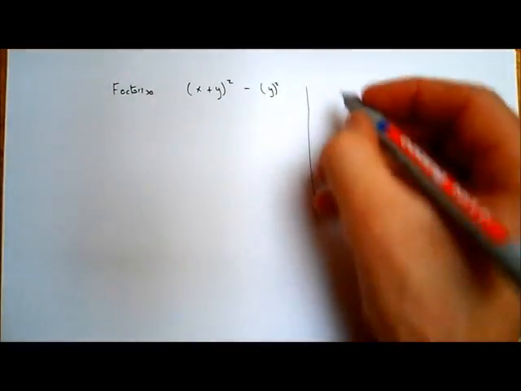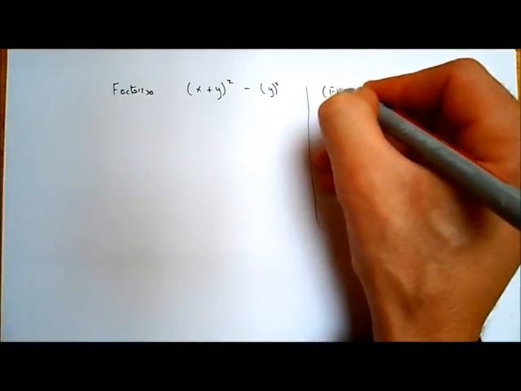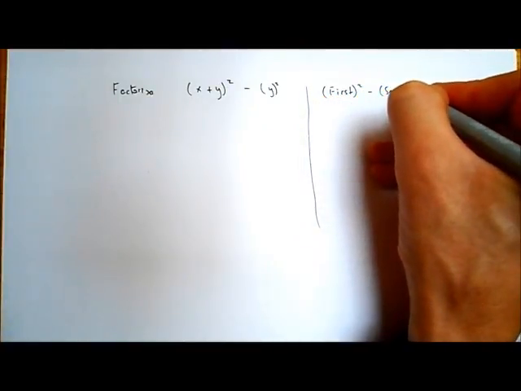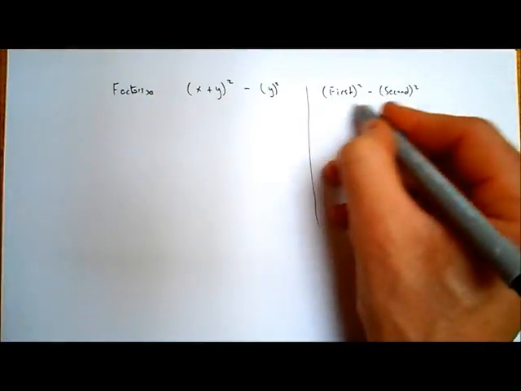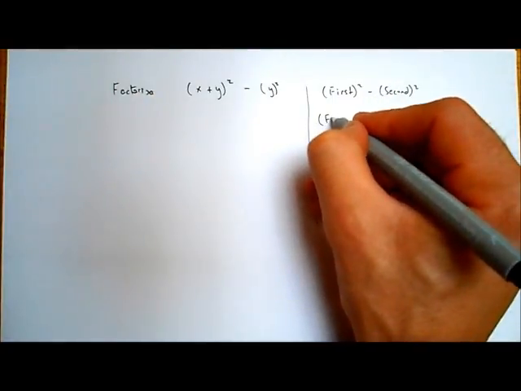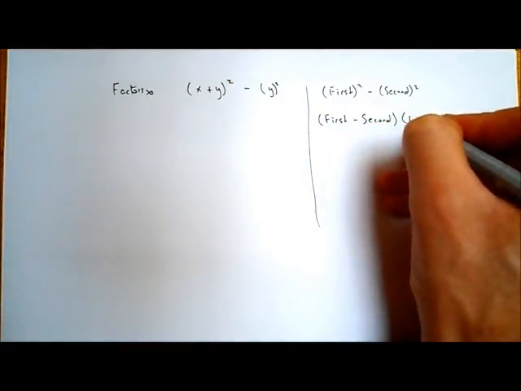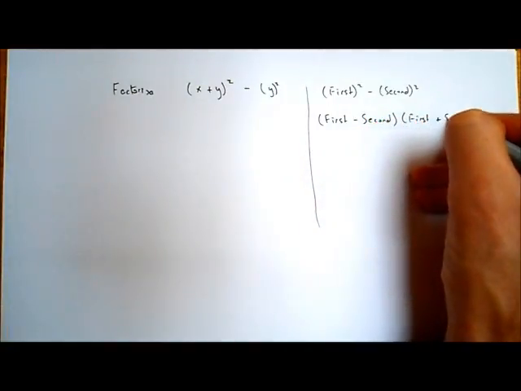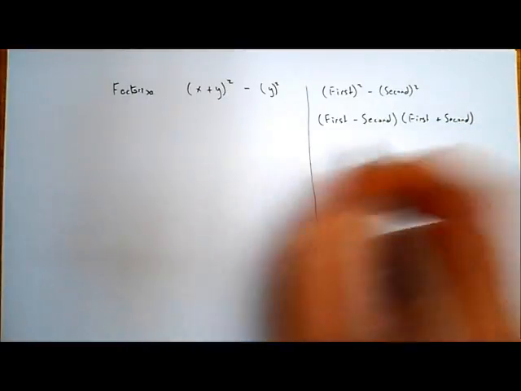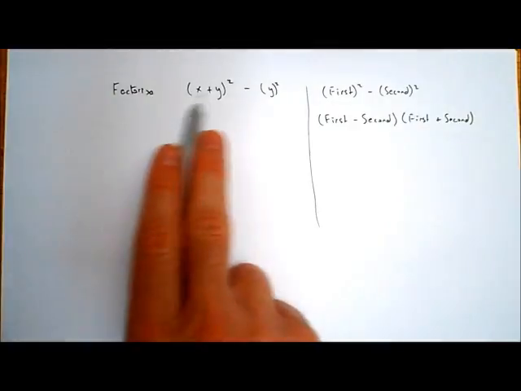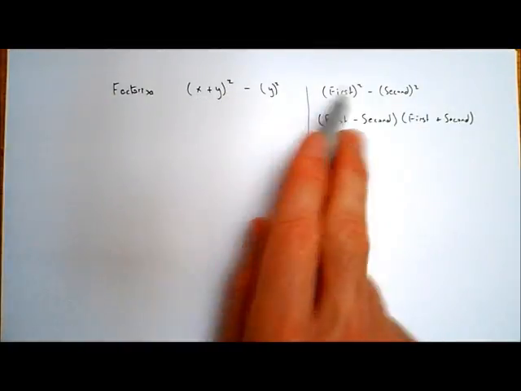So let's write the formula that we're going to use first. So it's first squared minus second squared. So it's first and second in brackets. That's going to be first minus second multiplied by first plus second. So the first thing here we've got is x plus y, because it's the first thing that's in brackets. So it's x plus y all to be squared.